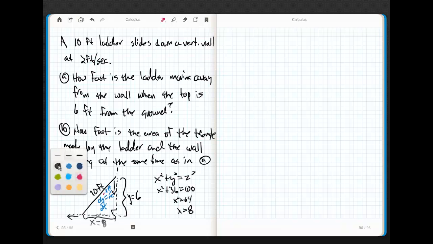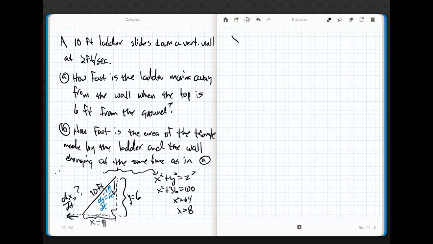Okay, so now remember that whole dialogue that I have with myself? What am I looking for? How fast is the ladder moving away from the wall when the top is 6 feet from the ground? So what am I looking for? I'm looking for this guy right here. What is that? That's dx over dt, right? That better be positive because x is growing. So what I need is a formula that's got an x in it. If only I had a formula that had an x... hey, look at that! The Pythagorean theorem has an x in it.